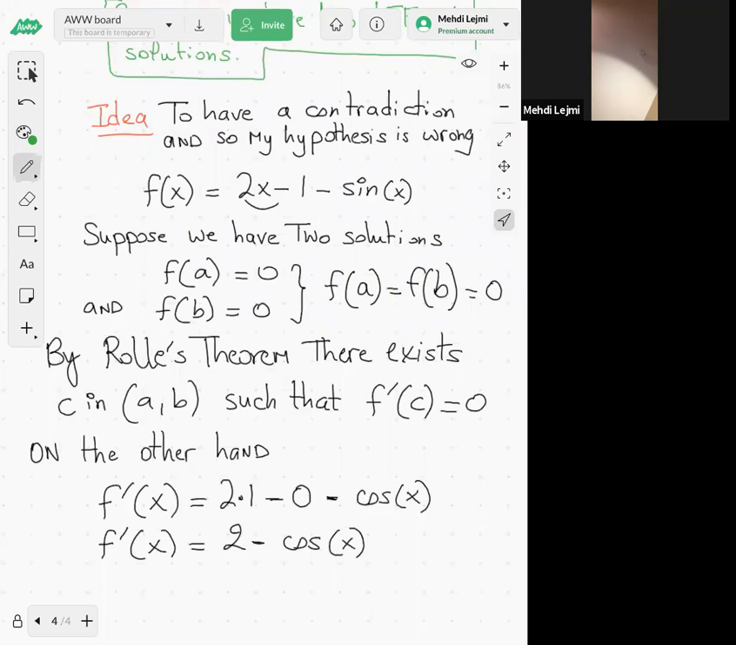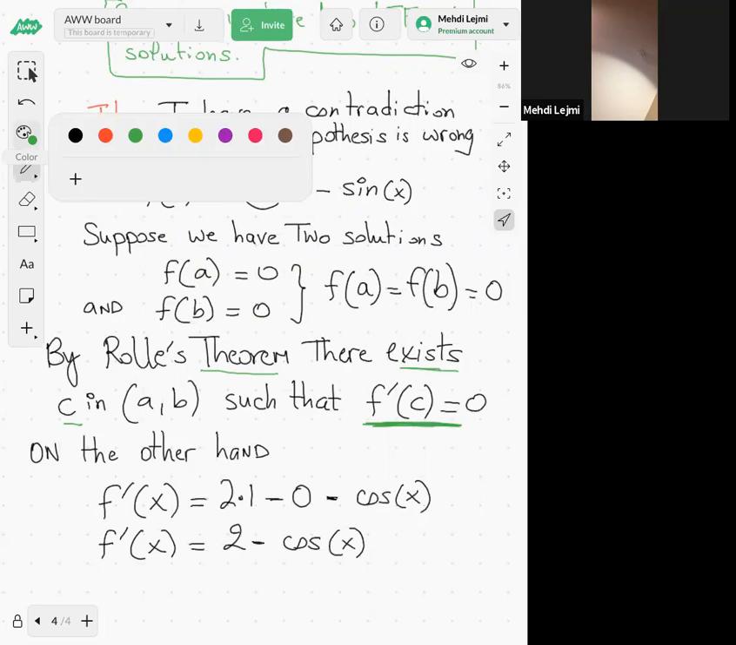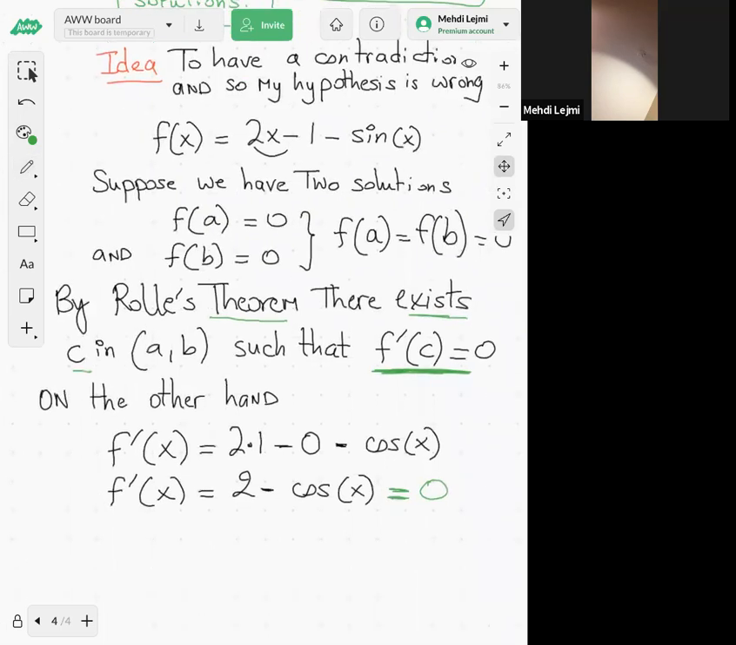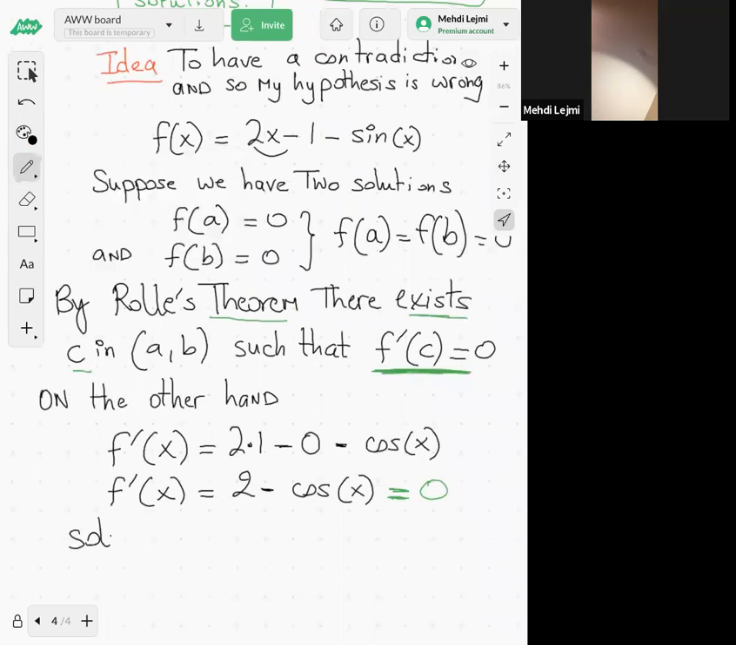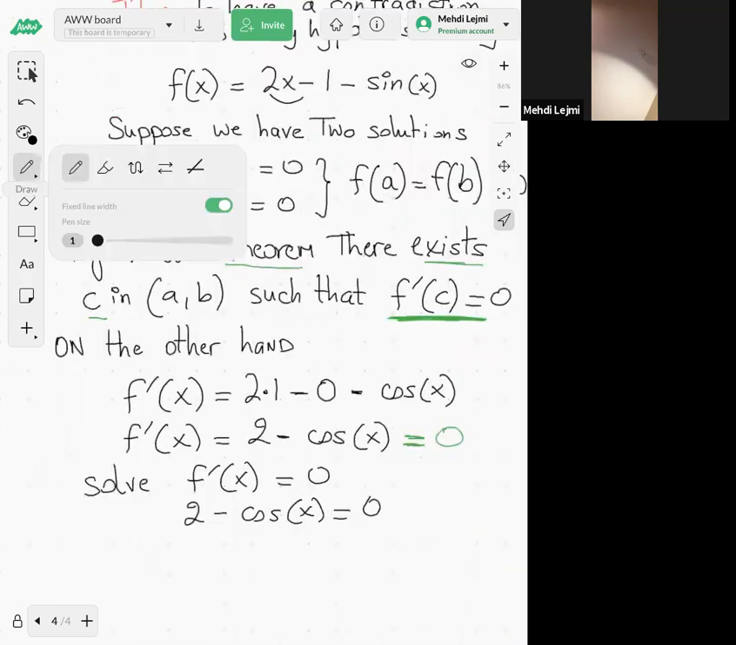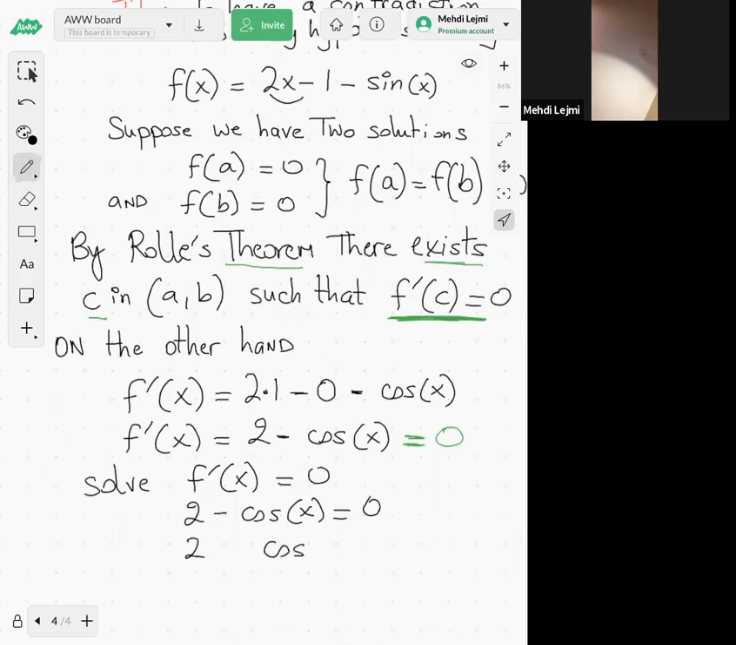Rolle's theorem says that there's a number c such that f prime of c is 0. So let's try to solve f prime of x equal to 0. Then that's 2 minus cosine of x equal to 0, so 2 equals cosine of x. Okay, but that's impossible, right?